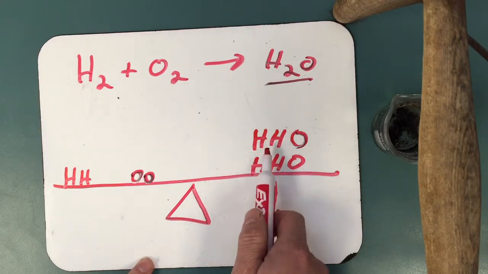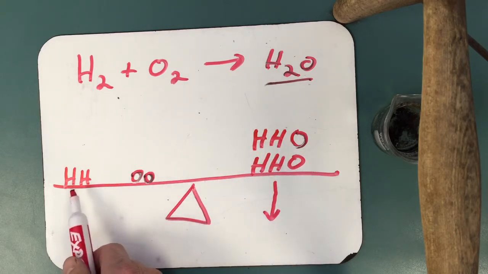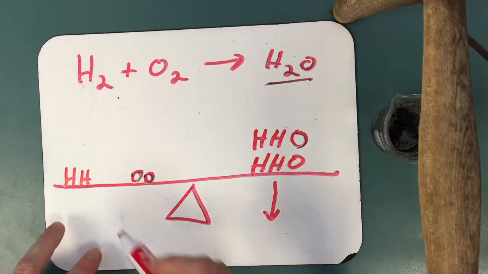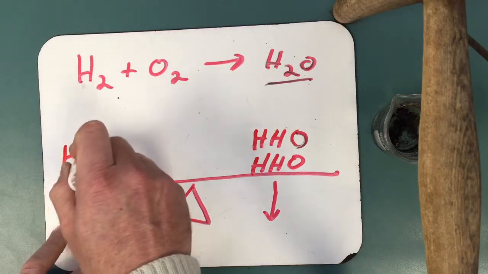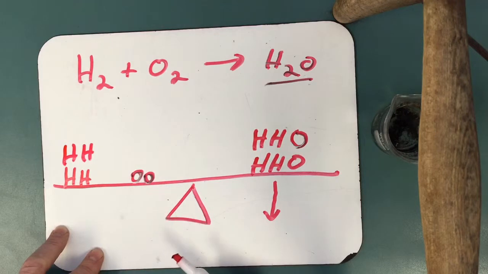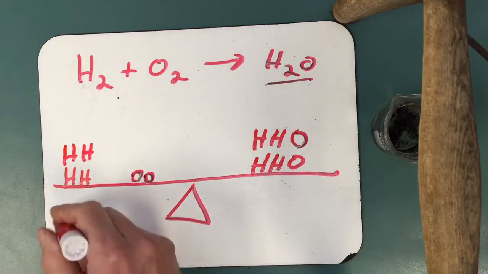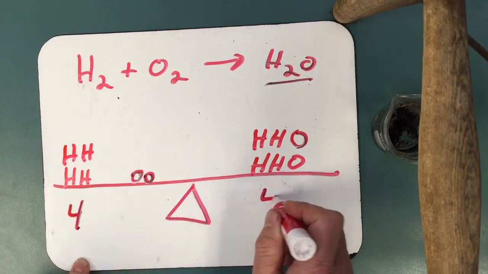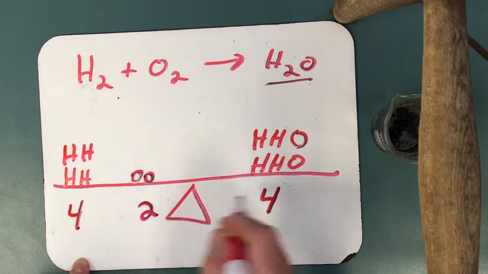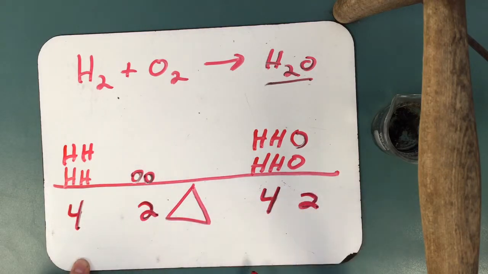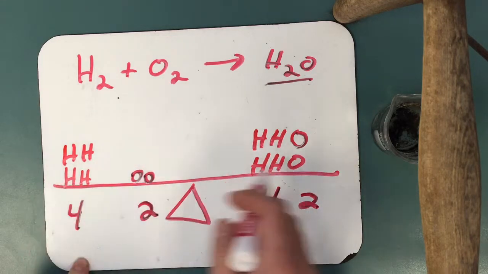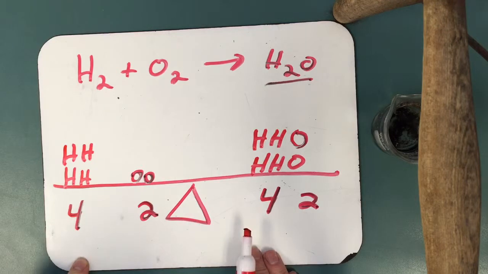We have 4 hydrogens here and only 2 over here. So we're going to add 2 hydrogens over here, HH, and they come in pairs, and that works out just perfectly. Now you can see I have 4 hydrogens, and I have 4 hydrogens. I have 2 oxygens, and I have 2 oxygens. Now it's balanced. This shows that mass is not created or destroyed.